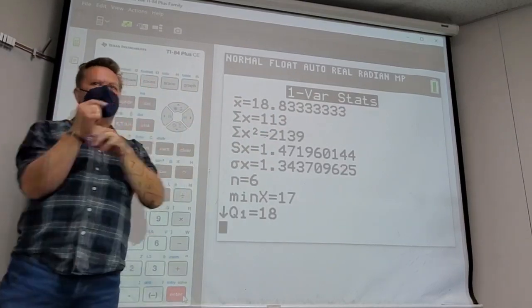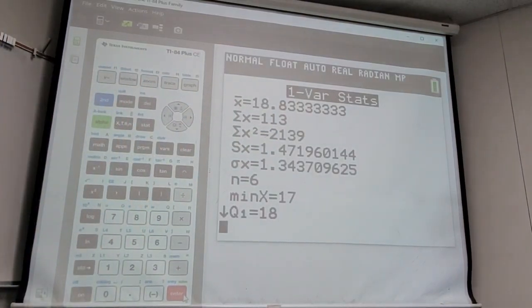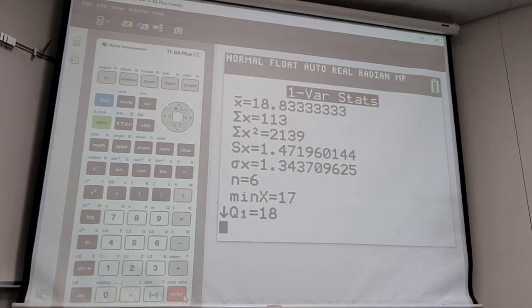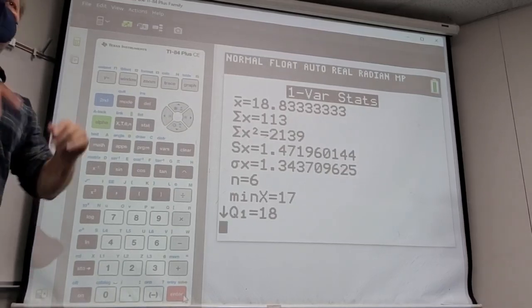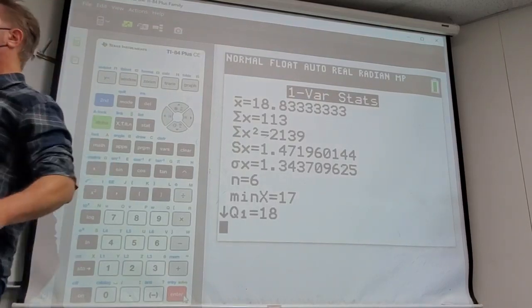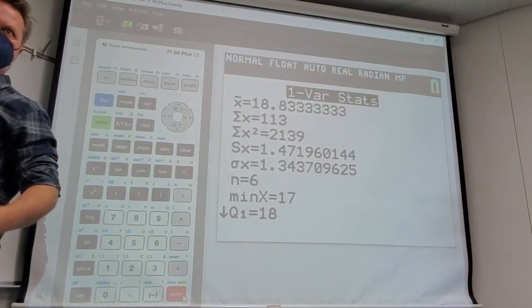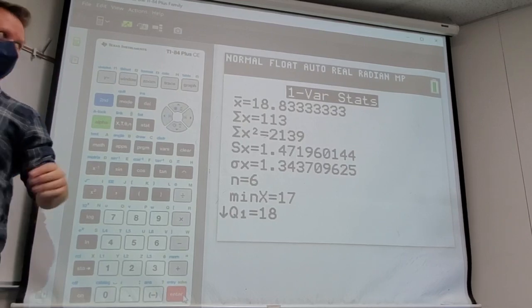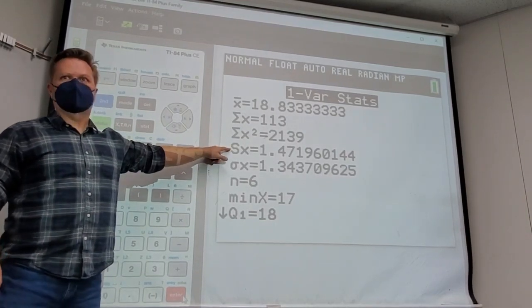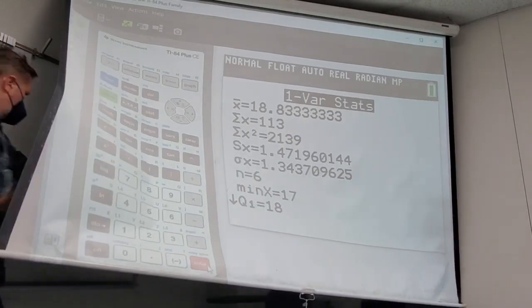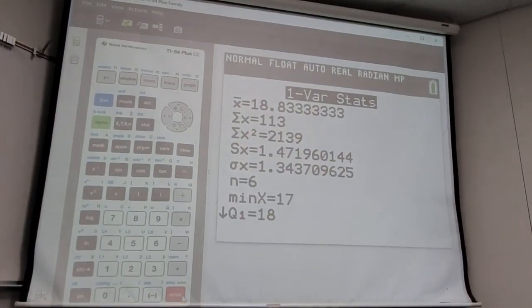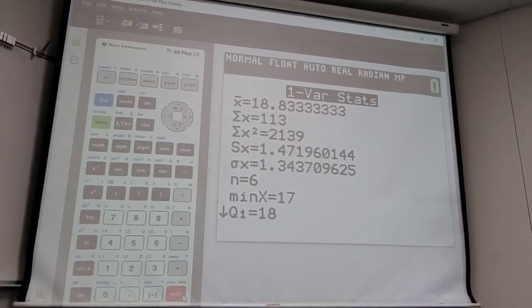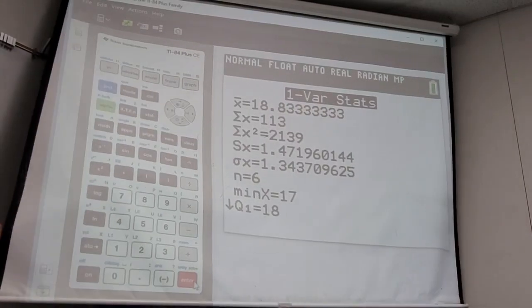What's the standard deviation? The 6 numbers we put in there, are they a population or a sample? They're a sample. Right? Therefore, we have to pick S. I love this thing.